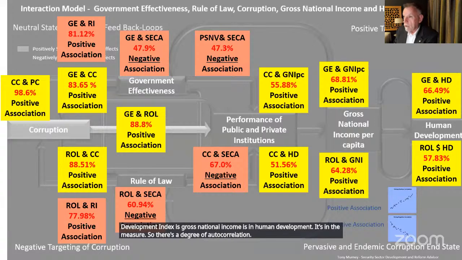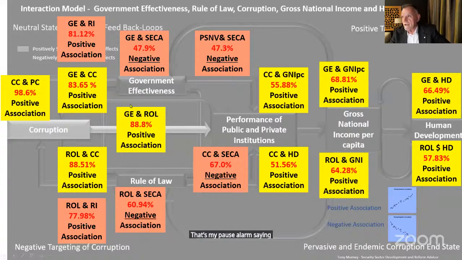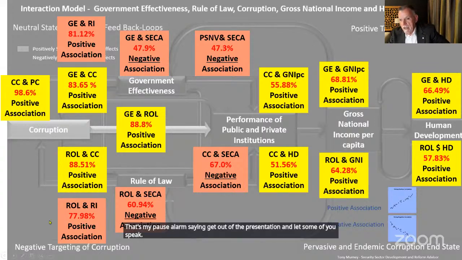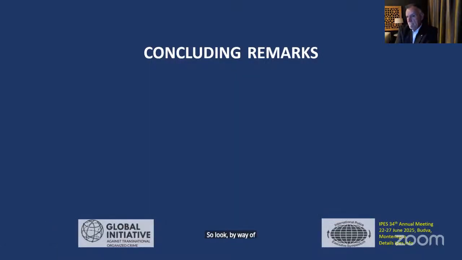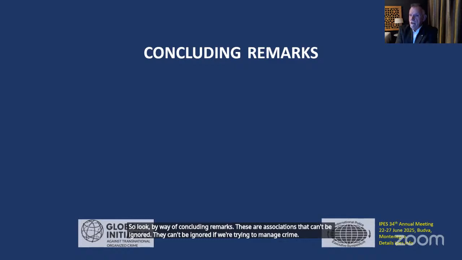That's my pause alarm saying get out of the presentation and let some of you speak. So, by way of concluding remarks, these are associations that can't be ignored. They can't be ignored if we're trying to manage transnational crime, because a lot of those poorly performing states, where government effectiveness, rule of law, corruption, and degrees of government-embedded criminality are high, are very poor targets for us in terms of managing crime.